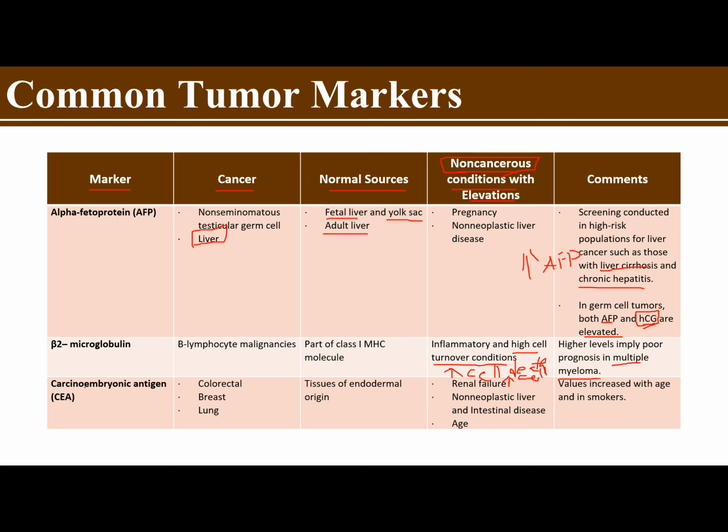Then we have your carcinoembryonic antigen or your CEA. This is specific for colorectal, breast, and lung cancers, normally found in the tissues of endodermal origin. Elevated in conditions such as renal failure, non-neoplastic liver disease, and intestinal disease, and even age. Values are greatly increased with age and in those who are considered smokers. Take note of that. Let's continue.